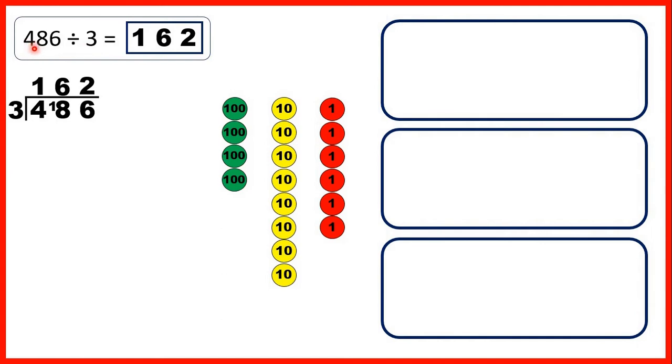We started with 486, so that's 4 hundreds, 8 tens, and 6 ones, and we were dividing by 3, so we can share these place value counters out into 3 groups. We started by dividing our hundreds digit, so our 4 hundreds. We can share out 3 of those hundreds, and that gives us 100 in each group, so that's why we have 1 as the hundreds digit of our answer. But now let's think about why we could write the remainder in front of the next digit.